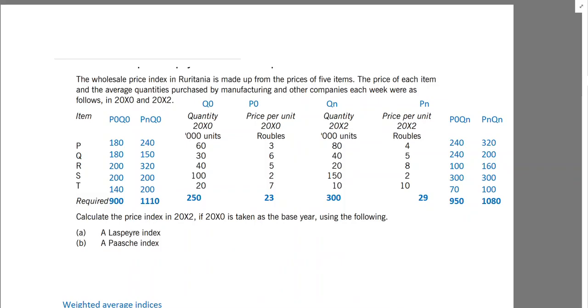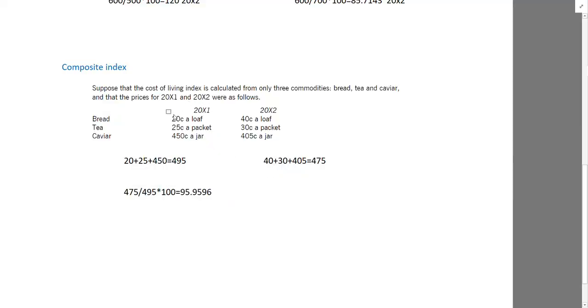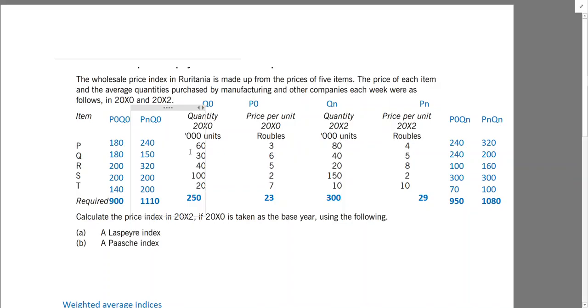But there is a problem in this one. The problem is that even though the price of a packet of tea has increased, tea is usually used less in breakfast, or maybe caviar is used less as well, and the loaf of bread which has increased, maybe that is used more. So it doesn't look at the quantity that is consumed. That is why we have the next indexes.